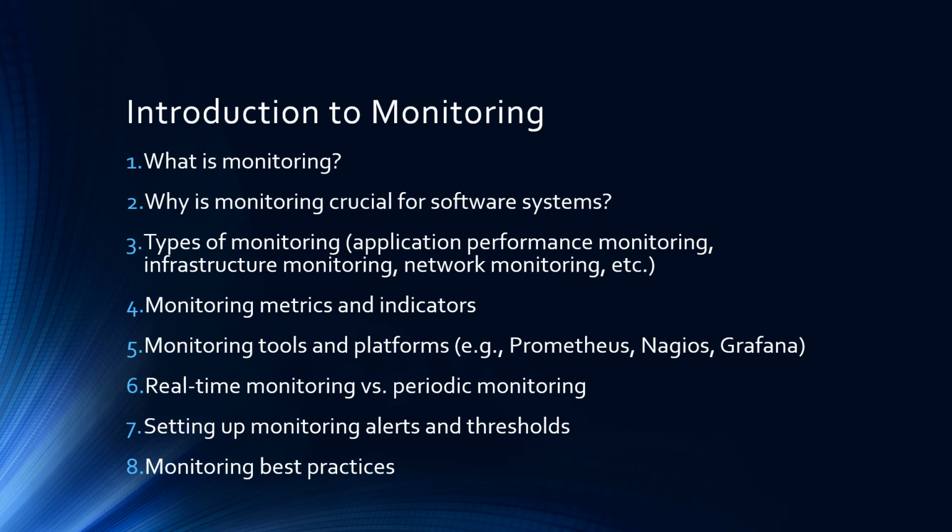Application performance monitoring helps us understand how our software behaves in production. This includes tracking response times, error rates, and resource utilization. For example, in a web application, we might monitor page load times, API response times, and database query performance. These metrics help us identify bottlenecks and optimize user experience.